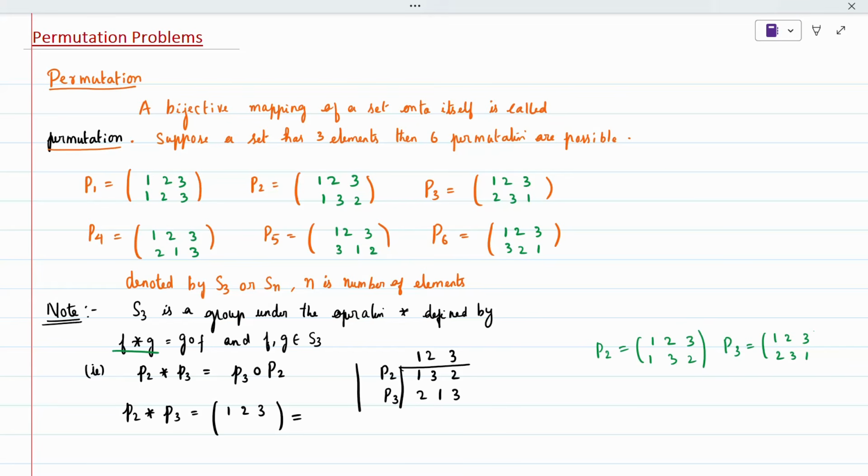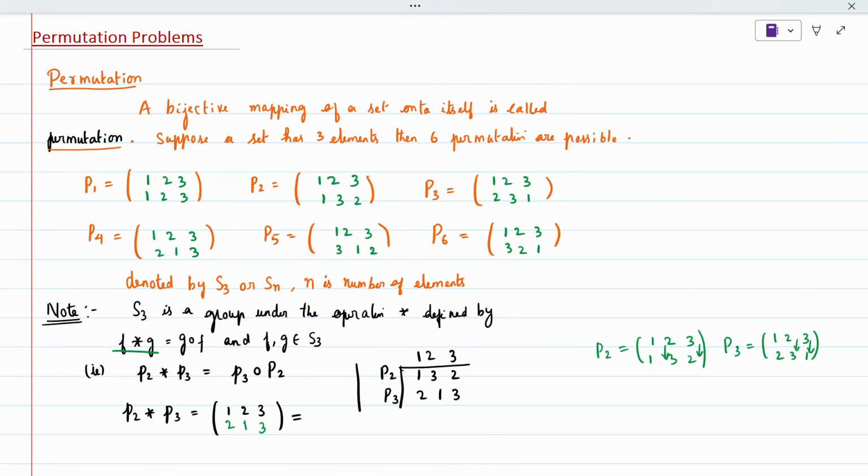over 2, 3, 1. Now when I do it, 1 is mapped to 1, again 1 is mapped to 2. So answer is 2 for 1. Now 2 is mapped to 3, and 3 is mapped to 1. So 1 is the answer for the next. Same way 3 is mapped to 2, and 2 is mapped to 3. So 3 is the answer.